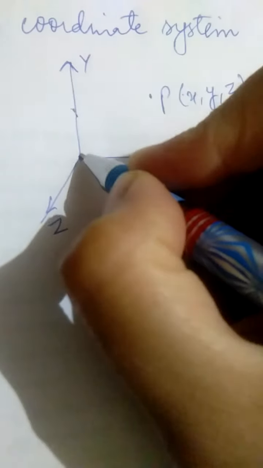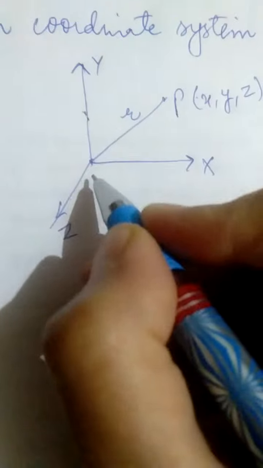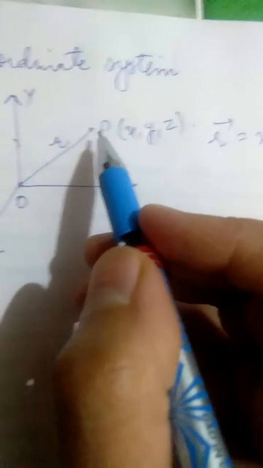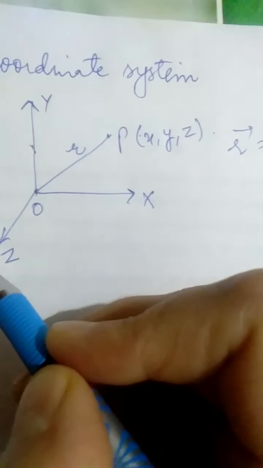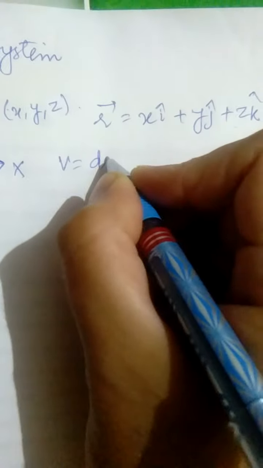If the position vector is r, it is the straight line that joins the point to the origin. This r is given by xi plus yj plus zk, where all of you understand that x, y, z are the coordinates of the point in this Cartesian coordinate system, and i, j, k are the unit vectors along the direction of x, y, and z. Consequently, we can find that the velocity is the time derivative of r.